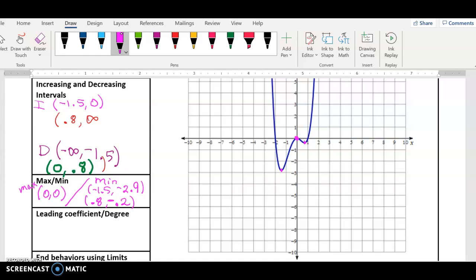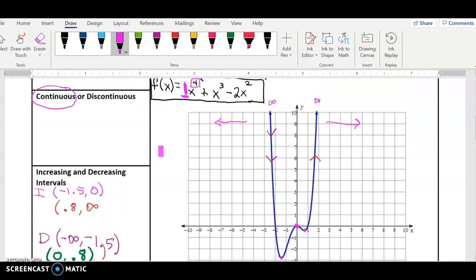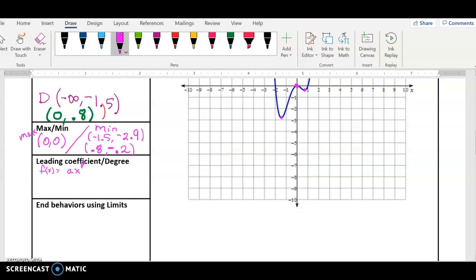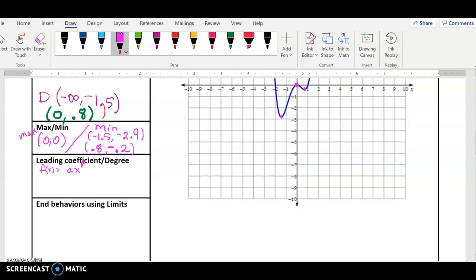All right, the leading coefficient. So they're asking us in that f of x equals ax to the p power, what is a. It's the coefficient out in the lead. So a is 1, and the degree is 4. The degree is the highest power. So the leading coefficient was 1, and the degree 4.